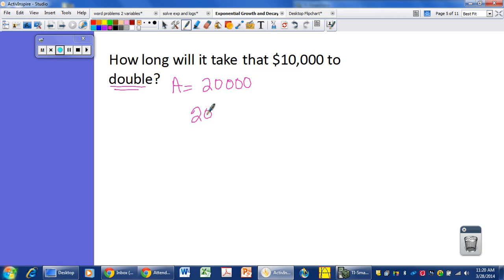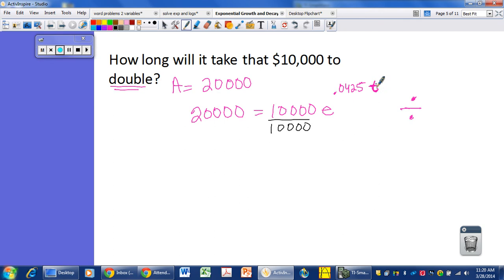So now we have $20,000 equals our original $10,000 e to the rate 0.0425. In this case, we're trying to figure out t. How long is it going to take? Time. So we have 3 steps to solve any one of these whenever you have something in the exponent. Your first step is to divide. We divide both sides by 10,000.